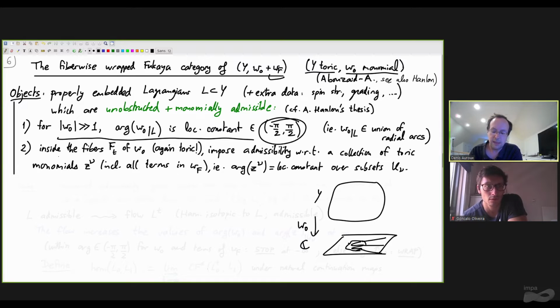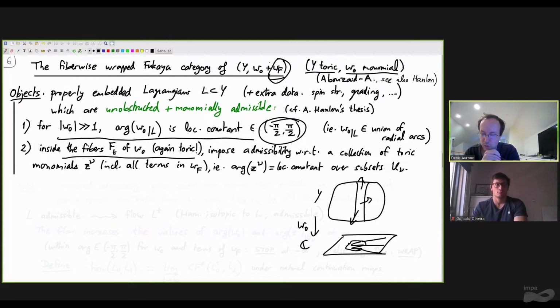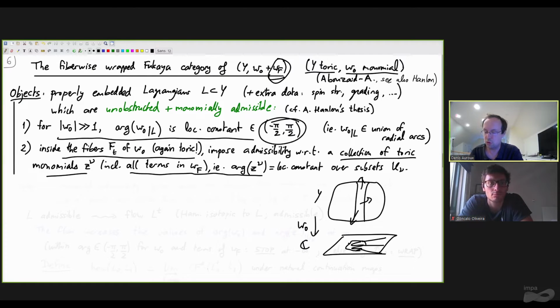And moreover, inside each fiber of W0, these are again toric manifolds, just because we have a toric map, we have a collection of auxiliary toric monomials, the terms, including the terms that show up in WF, with respect to which we impose now conditions on the arguments. We require that there's a collection of toric monomials, including all those that appear in WF, whose argument is locally constant at infinity in the fiber, and really locally constant could be 0 in this case. Or you could do some similar conditions to what I had there.